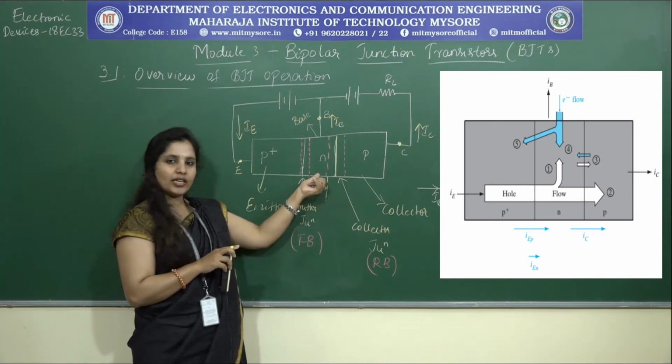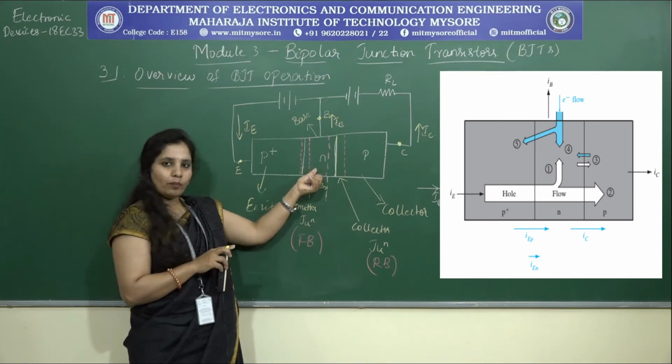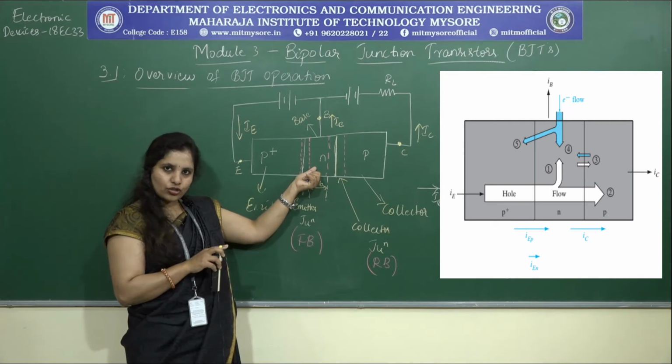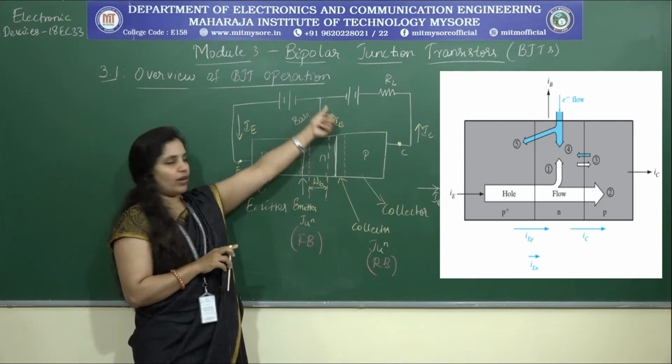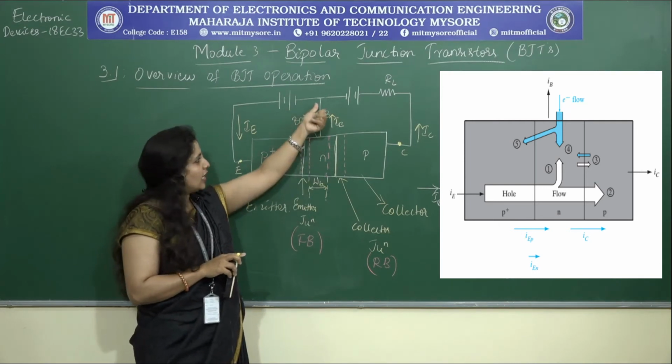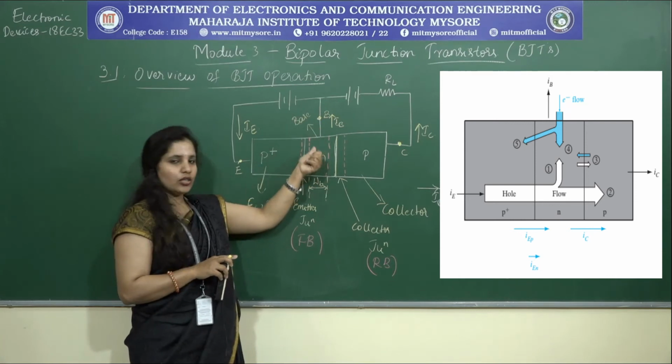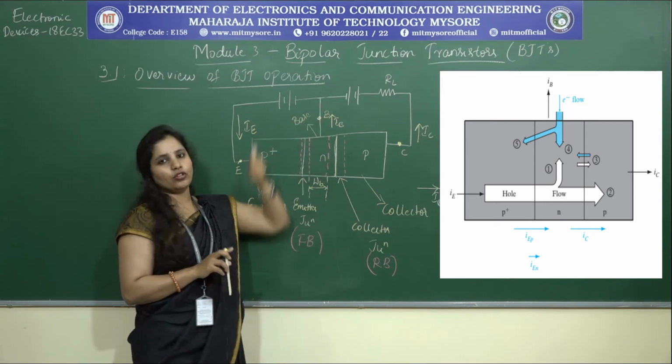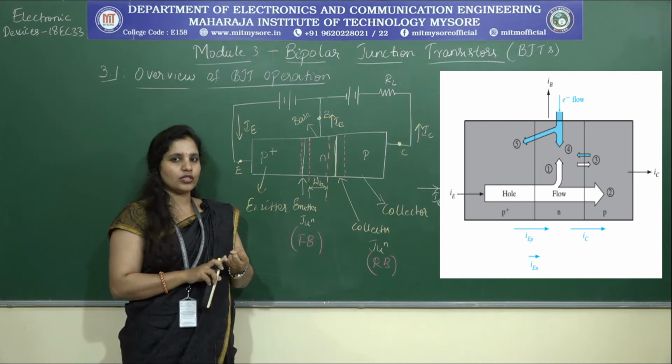Because of the recombination that takes place in N, it has to be compensated. Those number of electrons need to be compensated, which will be provided by the external circuit. Since the electrons are provided in this direction, the conventional current has to be in the opposite direction. That is regarding the first case.